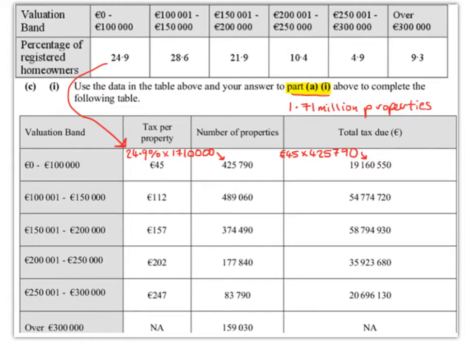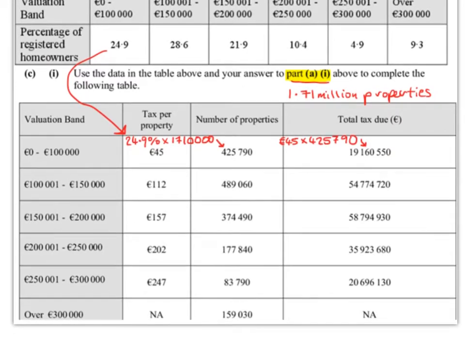And then lastly, we take the over €300,000 band, which is 9.3%. We multiply it by, again, 1,710,000, and we get €159,030. Now we have NA for the amount of tax per property, so that means not available. So we can't multiply them, so we're going to end up with NA over here. We can't give a value if we've nothing to multiply it by. So these are the answers that we come up with.